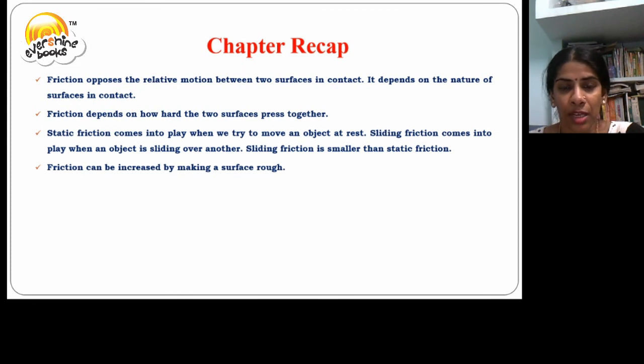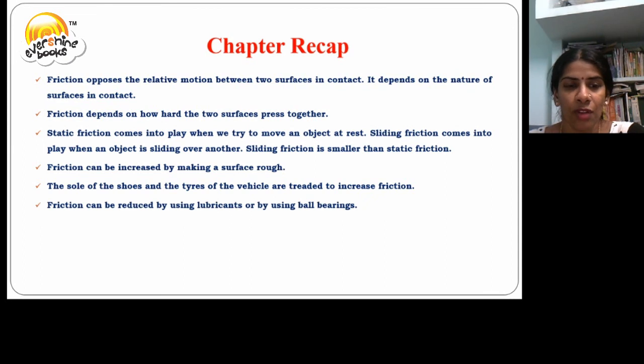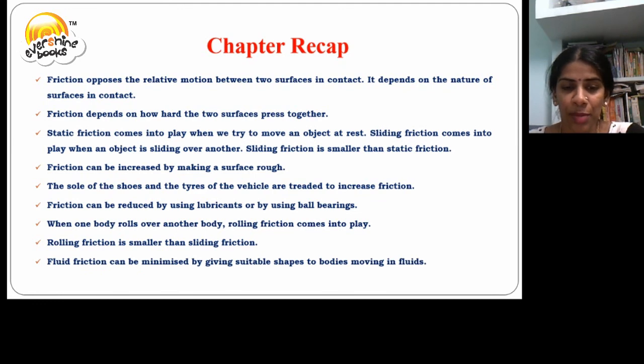Friction can be increased by making a surface rough. The soles of shoes and the tires of vehicles are treaded to increase the friction. Friction can be reduced by using lubricants or ball bearings. When one body rolls over another body, rolling friction comes into play. Rolling friction is smaller than sliding friction. So, sliding friction is smaller than static friction, and rolling friction is smaller than sliding friction. Fluid friction can be minimized by giving suitable shapes to bodies moving in fluids.